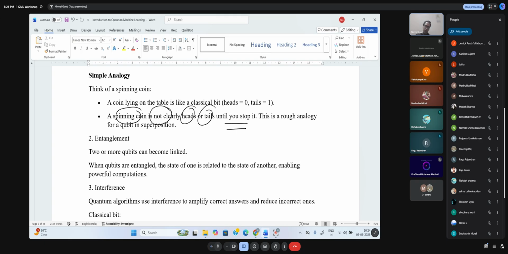So you have tossed a coin, or if you roll a dice, while rolling, if it hasn't come to any number between 1 to 6, then it has multiple states. During that time period, who is going to define your action? Quantum can define, machine learning cannot. A coin lying on a table can have head or tail. That is classical theory. While spinning or tossing a coin until it stops, this is roughly an analogy for a qubit in superposition.